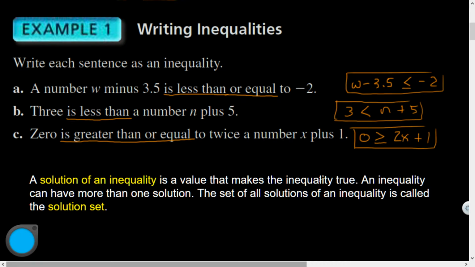A solution to an inequality is a value that makes the inequality true. So you would check, does it make the inequality true? An inequality can have more than one solution. The set of all solutions of an inequality is called the solution set. So there's some terminology for us.